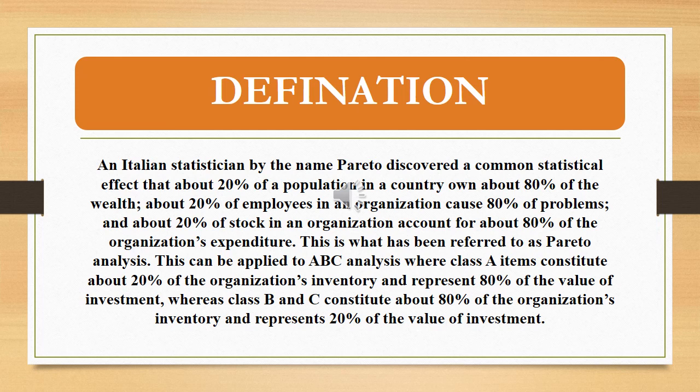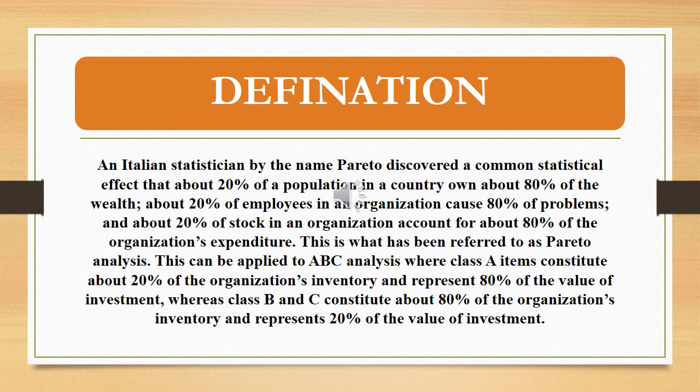You can see that last statement whereby we are saying 20% of stock in an organization account for about 80% of the organization's expenditure. This is what has been referred to as Pareto analysis. This can be applied to MBC analysis, where Class A items constitute about 20% of the organization's inventory and represent 80% of the value of investments, whereas Class B and C constitute about 80% of the organization's inventory and represent only 20% of the value of the investment. You can see what we mean by this Pareto analysis, MBC analysis.